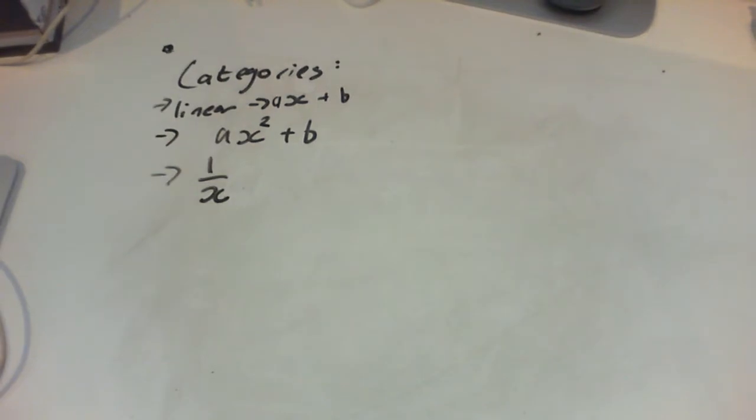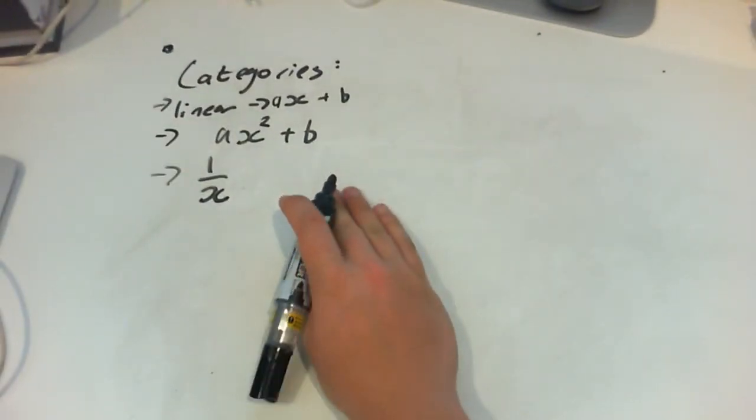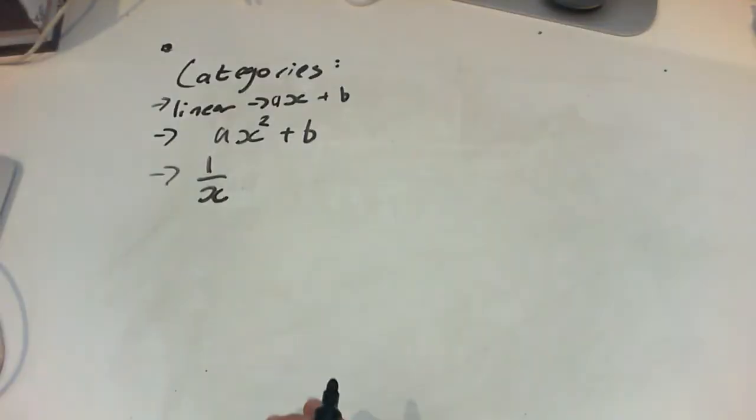The 1 over x function. And the fancy name is the hyperbola. It's really hard to explain because understanding it intuitively without the maths is hard. It doesn't come up a lot in everyday life because fractions don't come up a lot in everyday life.